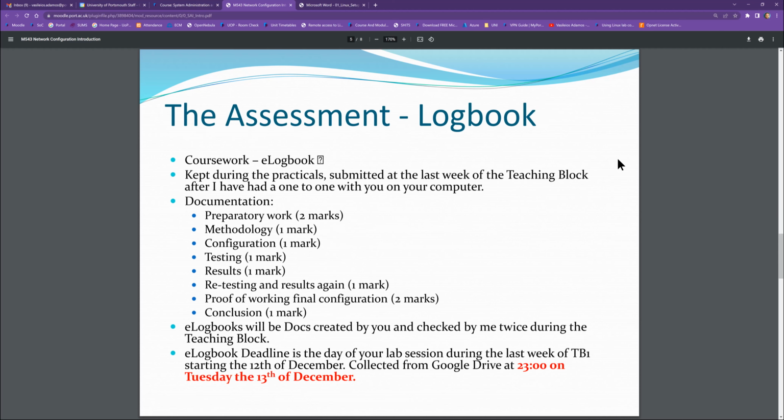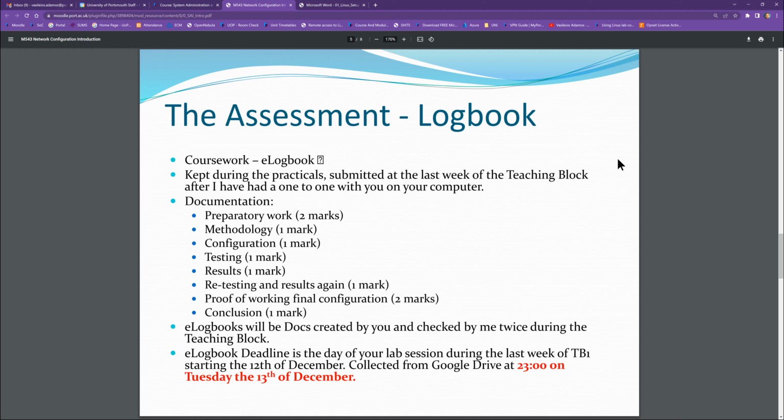Now, the logbook itself, it's a logbook, so it's an electronic document. So I usually recommend the students that they create a Google Doc, and then they can share that with me so that I can give you some feedback and so on. It's kept during the practicals and submitted at the last week of teaching block 1, after we have a one-on-one on your computer. So this means that you need to create a document, and then everything that you do in the lab needs to be documented in that logbook.